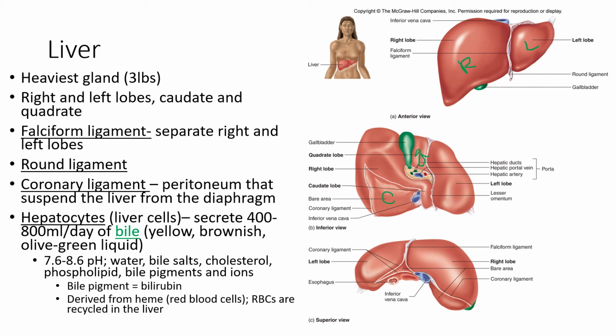The falciform ligament is going to separate the right and left lobes. You have the round ligament, which is going to hold this organ in place. You have the coronary ligament, which is going to be part of the peritoneum, my goodness, I can't speak, that suspends the liver from the diaphragm.